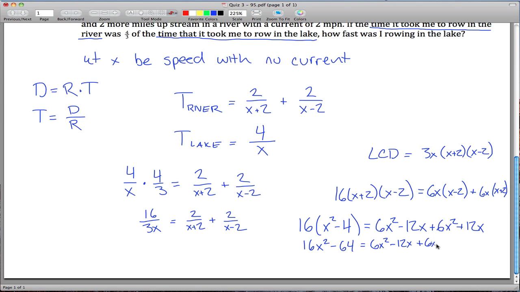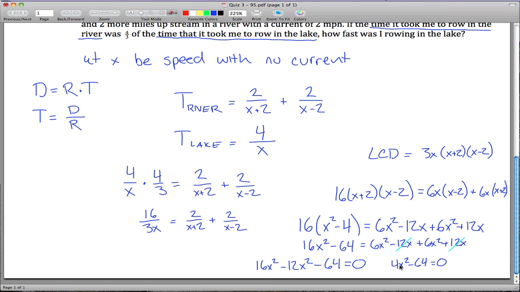Things look really bad, but here's the step where finally we can simplify a little. We have a minus 12x over here and a plus 12x, so those just cancel out. And then what else do we have? 16x squared, 6x squared, and 6x squared. So that's 12x squared. You can subtract that from both sides. 16 minus 12 is just 4x squared. Minus 64 equals 0. Kind of running out of room.